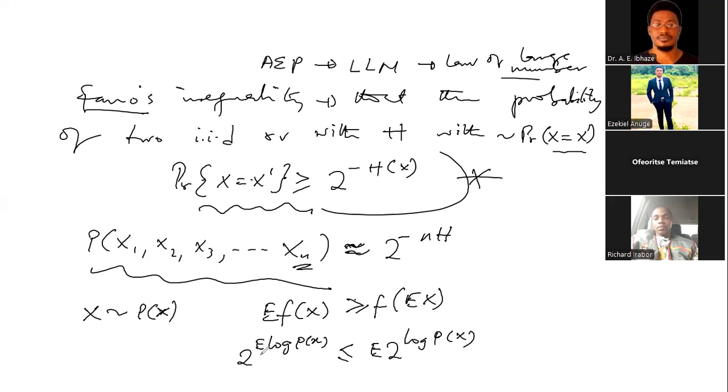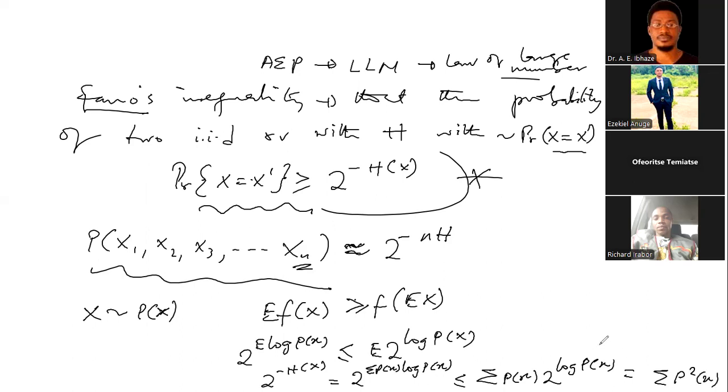Now, this technically implies 2 to the power of minus h of x will be the same as 2 to the power of the expected value of log p of x, which is less than or equal to the expected value of p of x times 2 to the log p of x, which will now be the same as the expected value of p squared of x. Now, this is what Jensen talked about, in terms of the probability mass function achieving the bounds with equality, okay? Now, this literally follows from this assumption, okay? Which is Fano's inequality.